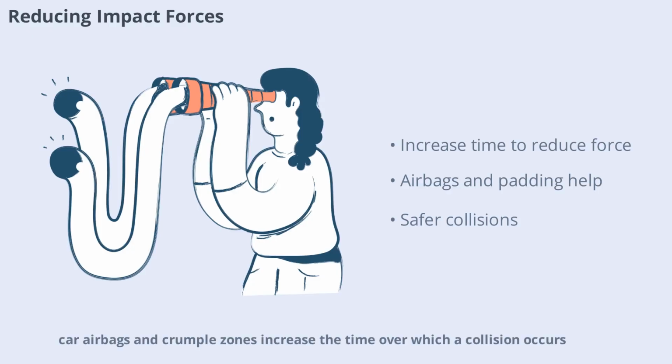For example, car airbags and crumple zones increase the time over which a collision occurs, reducing the force on passengers. Similarly, athletes wear padding to spread out the force of impacts. By increasing the time of contact, we can make collisions safer and less damaging.